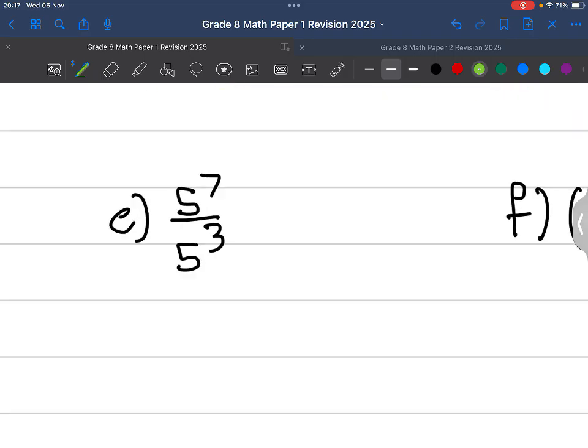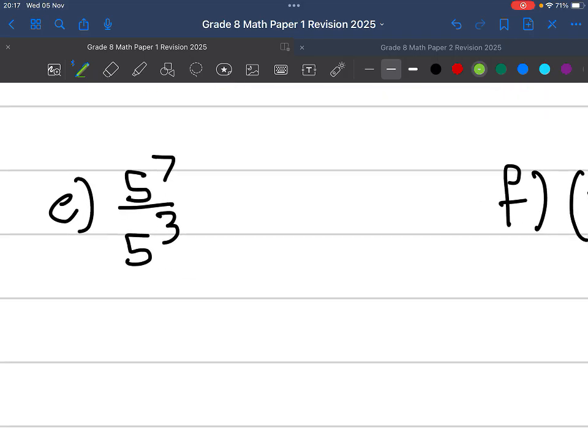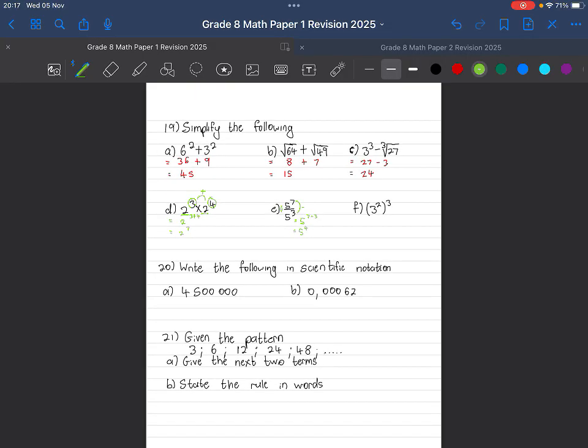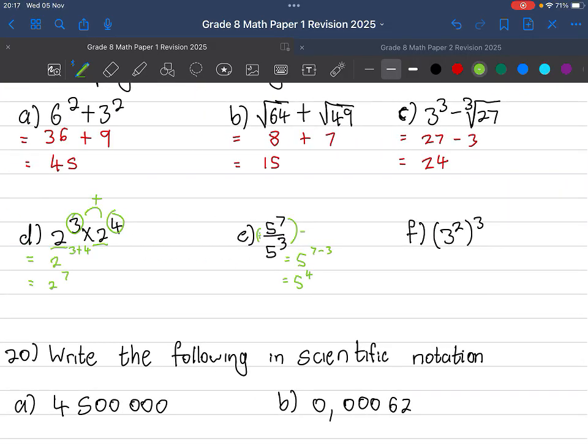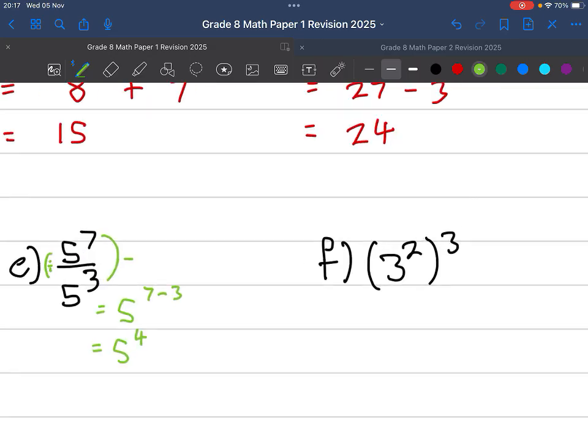Next, again, we've got the laws of exponents. This time, because we are dividing our terms, we are going to subtract our exponents. So it's equal to 5 to the power 7 minus 3. And that's going to be 5 to the power 4. That's not very hard to do. So just practice. It's okay.